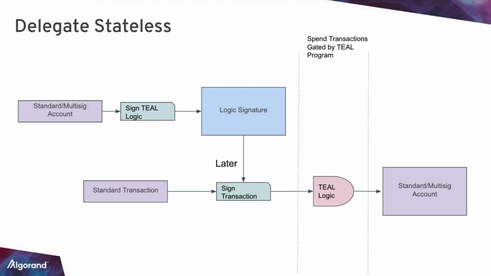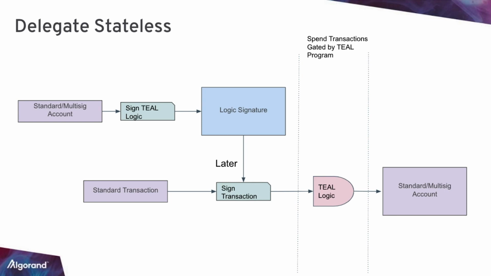The other stateless contract is what we call a delegate. What this does is I can have a set of TEAL logic that is compiled, and I sign that TEAL logic with my account. And what that does is it says, okay, anybody can sign in my name now as long as the logic is approved. So it's a very powerful thing to do, and it can be submitted much later.